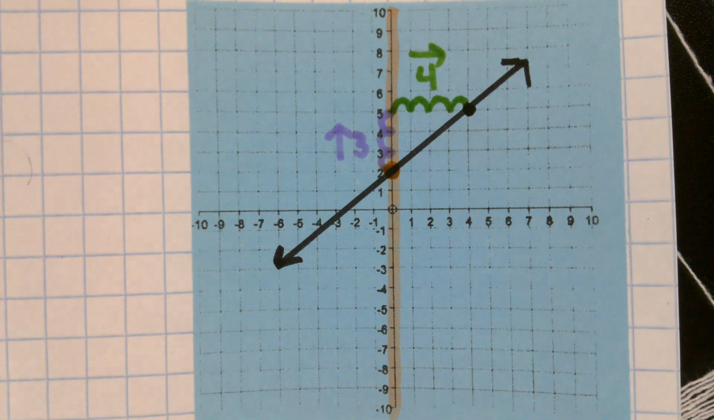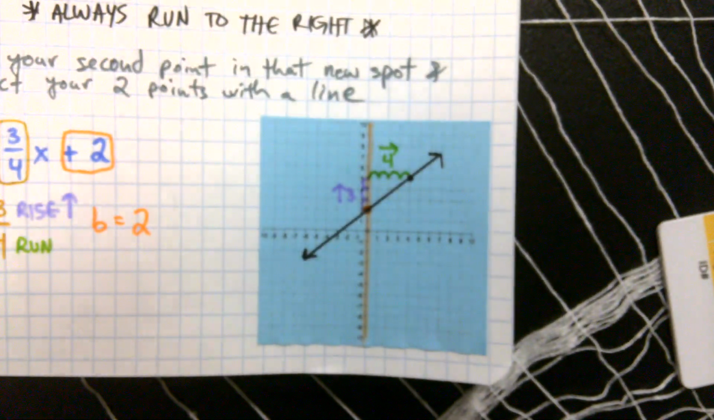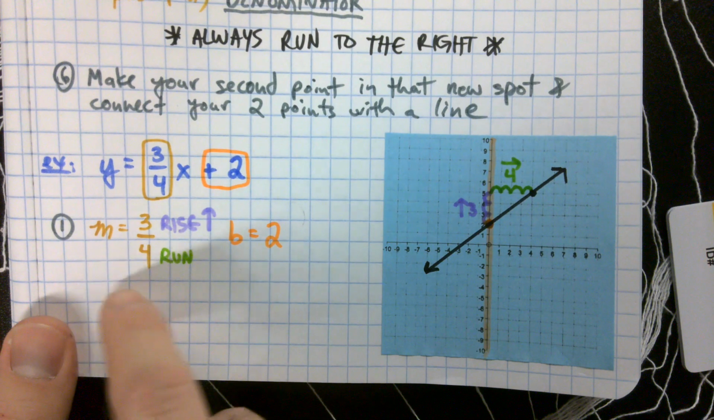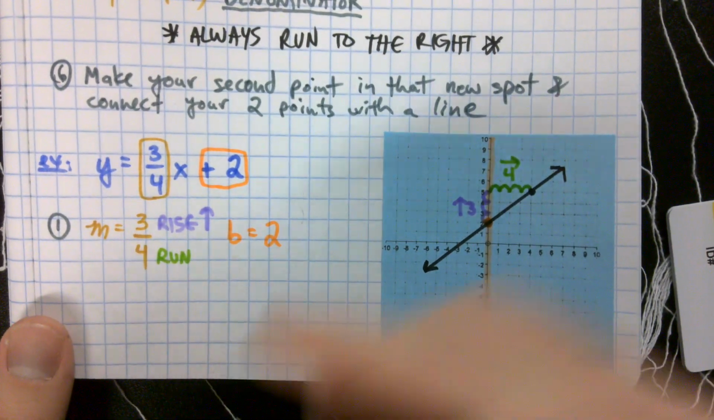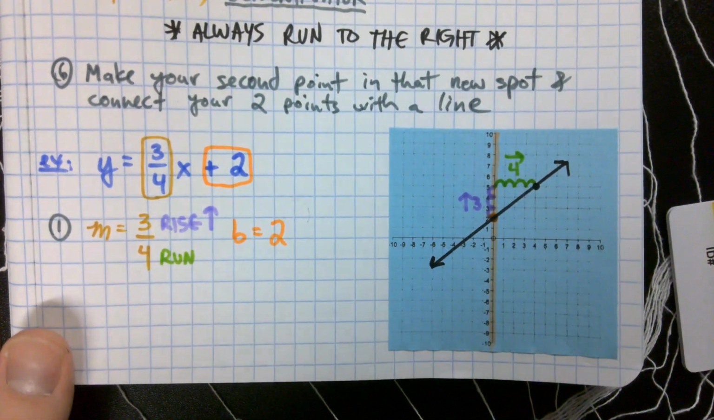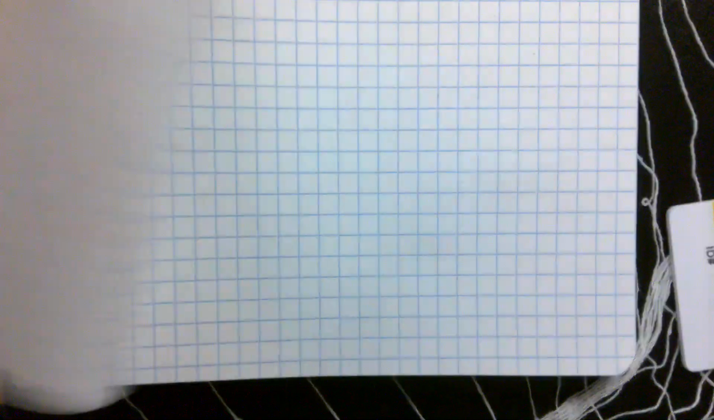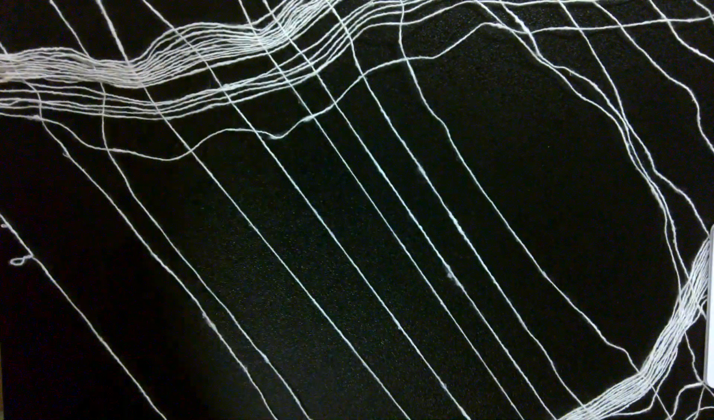Give me a thumbs up if you followed that process step by step, and it makes a little sense. Okay. Not even a whole lot of work to show. All we have to do is identify M and B, and then follow our steps on the actual graph. Let's do another one, and then we'll get started.